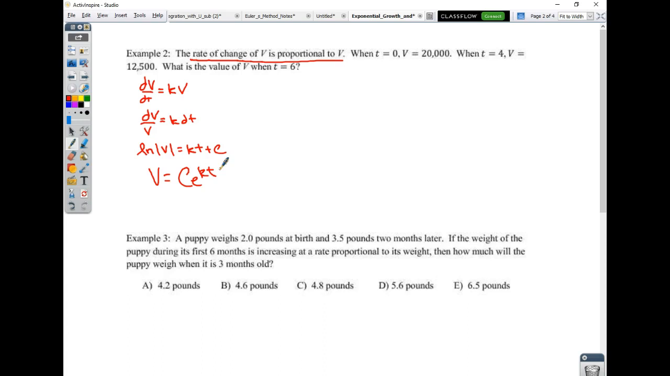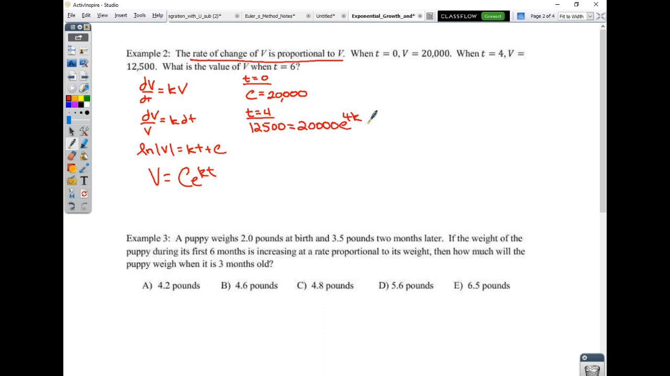All right, so we got that. Now what? When t equals 0, we know that c should equal 20,000. So now we need to evaluate k, right? Yes. So I got t is equal to 4. So I've got 12,500 equals 20,000 e to the 4k. By the way, this is an exponential growth or an exponential decay question.